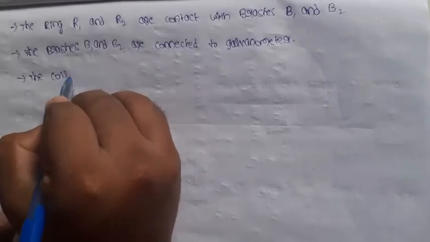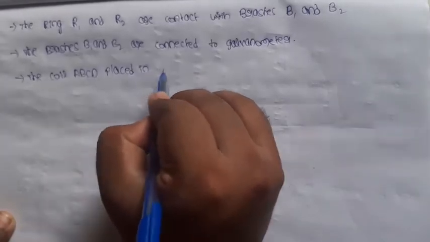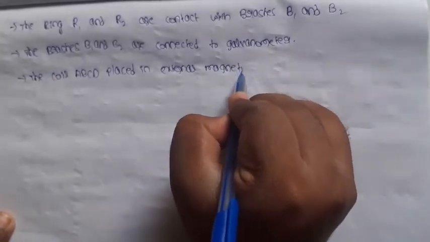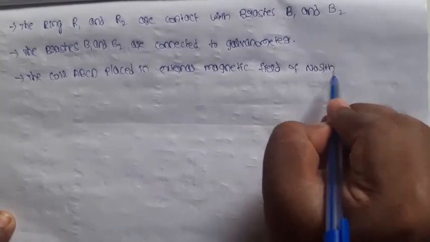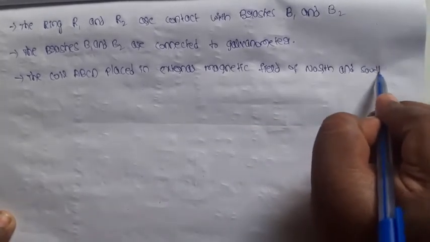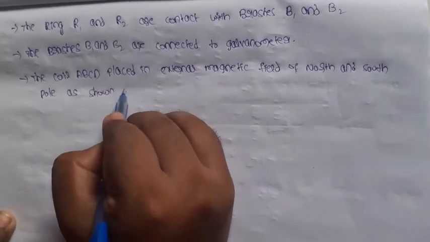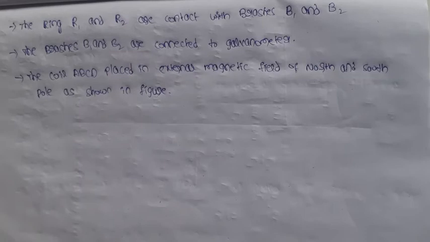The coil ABCD is placed in the external magnetic field of the north and south poles as shown in the figure. We will place the coil ABCD in the external magnetic field as shown in the figure.